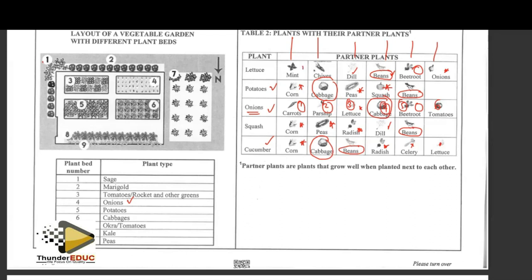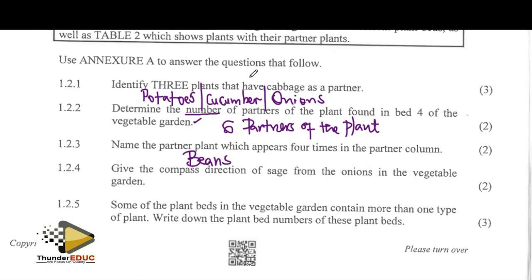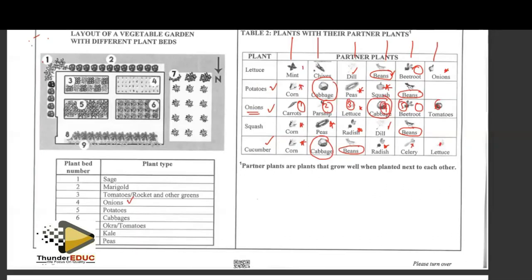So the one that appears 4 times is beans. We have the answer there as beans. Give the general direction of the onions in the vegetable garden. It's sage from onions. We shall check the sage. From garden 4, meaning you're here, and you're heading to this other side.